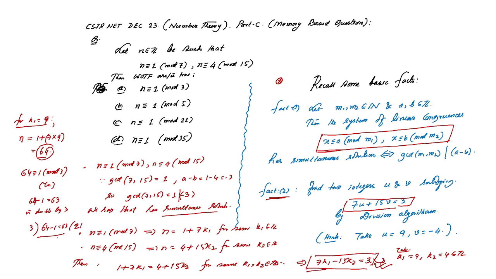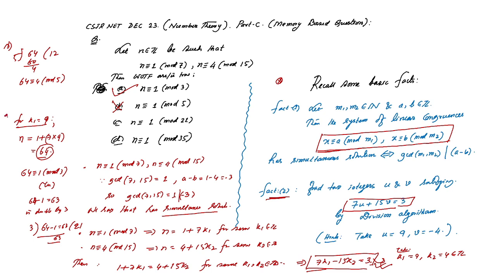So this option is correct. Now if we divide 64 by 5, the remainder is 4, that means 64 is congruent to 4 mod 5. So this is not true.